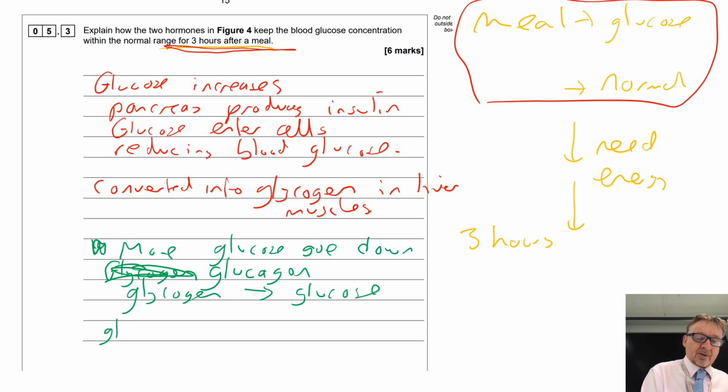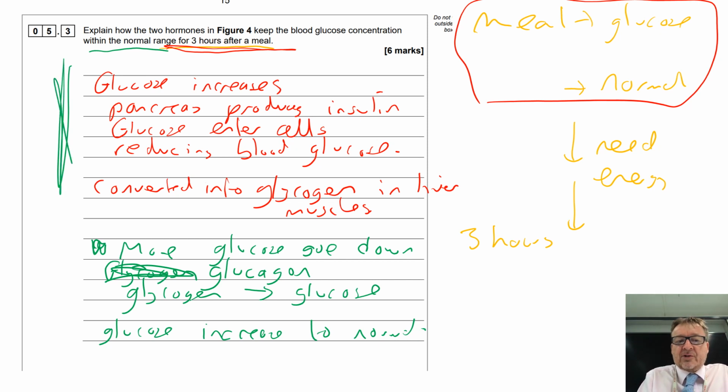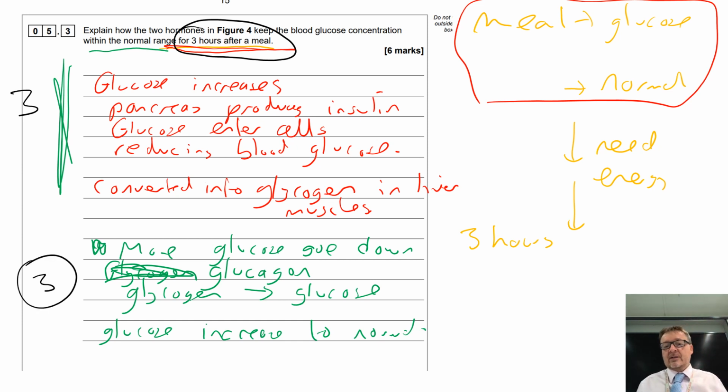Then your glucose increases to normal. All right, now you can see what the question is actually trying to catch you out with. Keep the blood glucose within the normal range. So you've had a meal, keep it in the normal range, so you've got your insulin. But the crafty bit they add on to the end there is for 3 hours after the meal. So what they're after is double the amount. If you just do insulin perfectly, you'll get 3 marks. If you don't talk about the 3 hours afterwards, you'll miss out on the extra 3 marks. That's a bit devious.